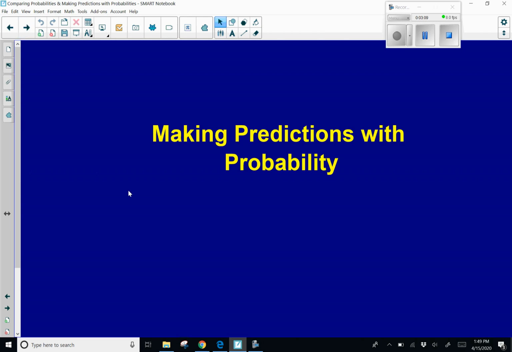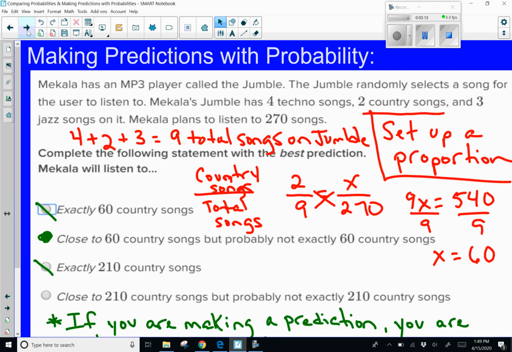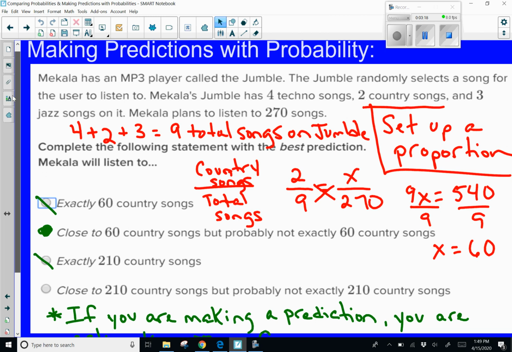Okay, moving on to a few examples from making predictions with probability. Now there's a lot of writing on this slide, so let's take some time going through it. It says, Michaela has an MP3 player called the Jumble. The Jumble randomly selects a song for the user to listen to. Michaela's Jumble has 4 techno songs, 2 country songs, and 3 jazz songs. Michaela plans to listen to 270 songs.